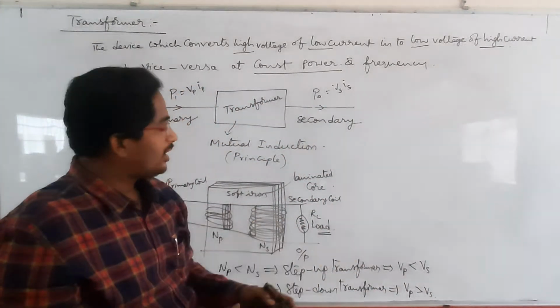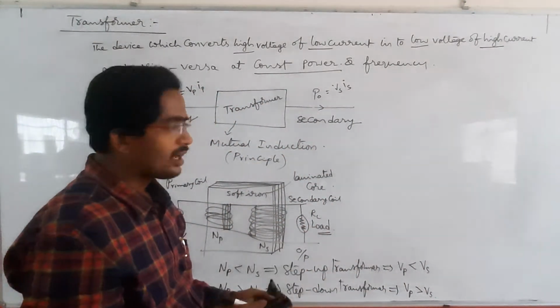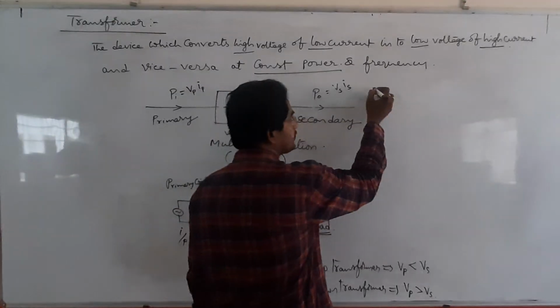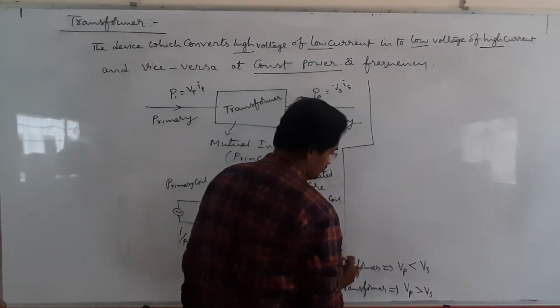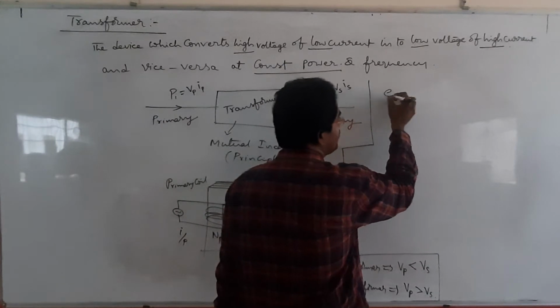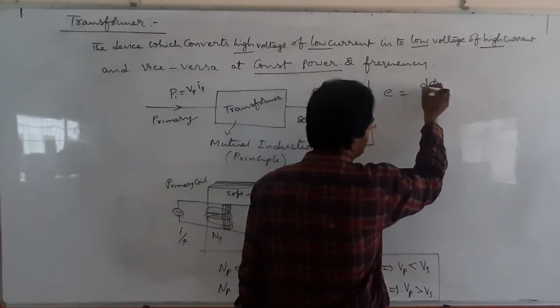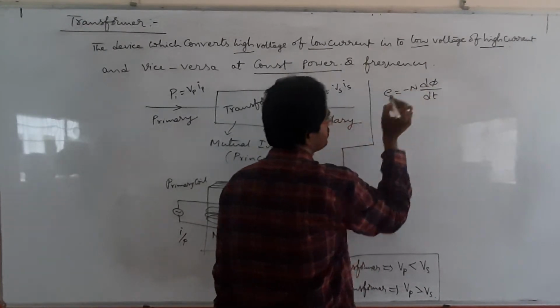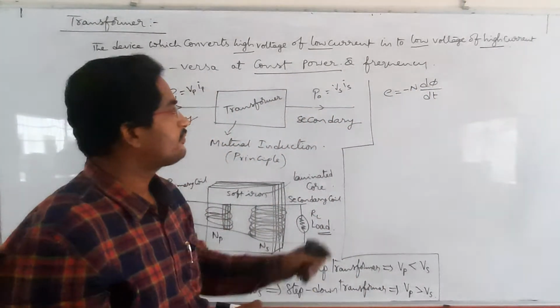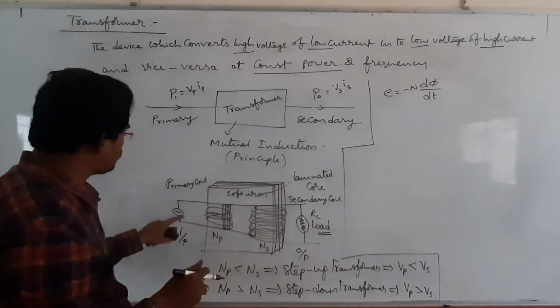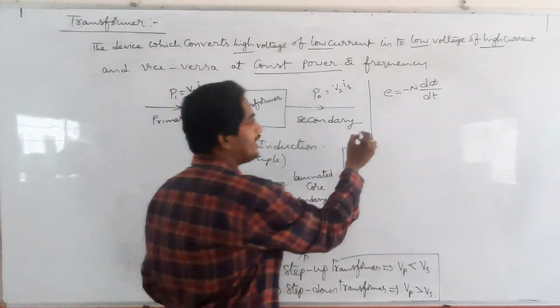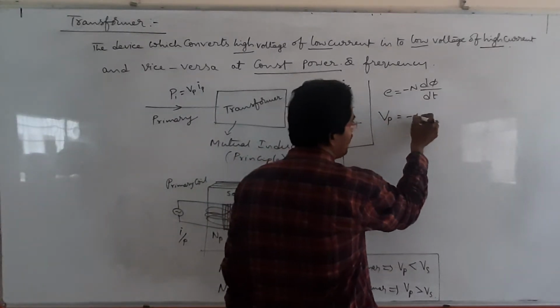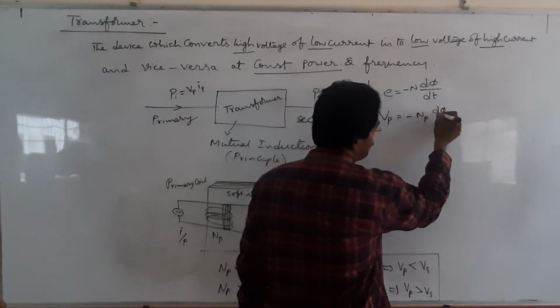And I would like to write down the Vp and Vs relation here. According to Faraday's second law, the induced EMF formula is d phi by dt for N turns. So if you apply that formula for the primary circuit here, what we are getting? Vp equal to minus Np into d phi by dt.